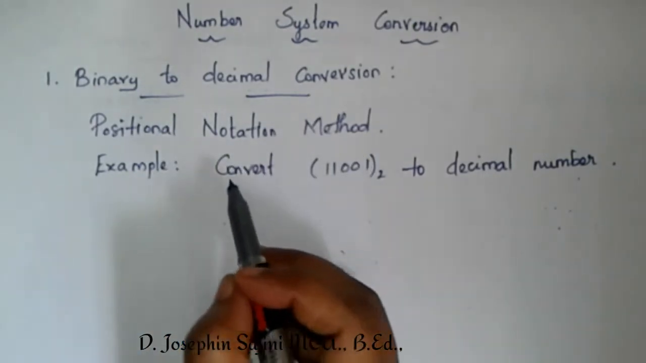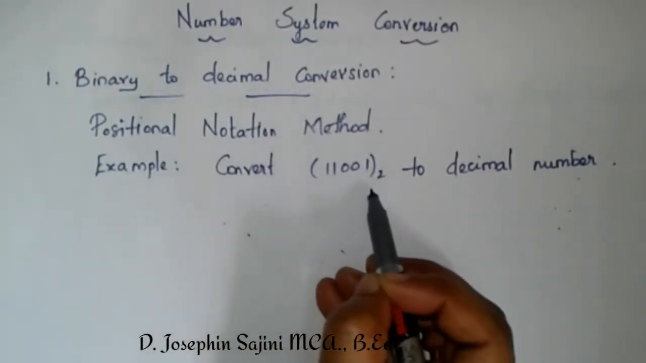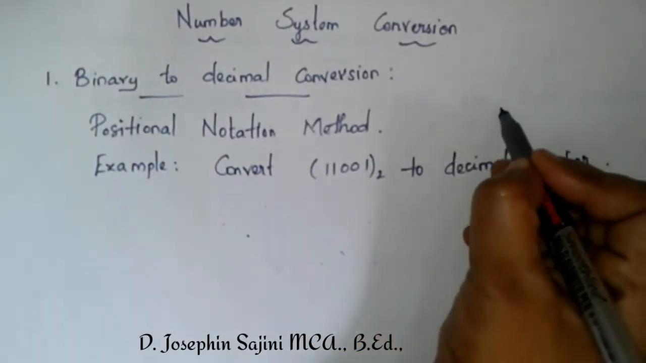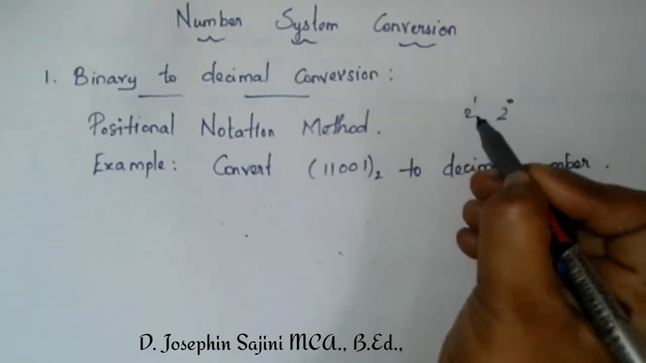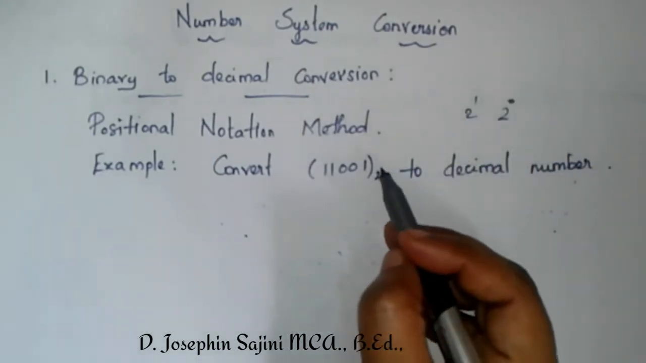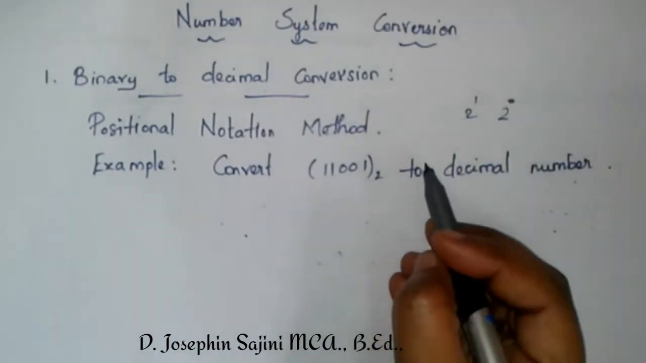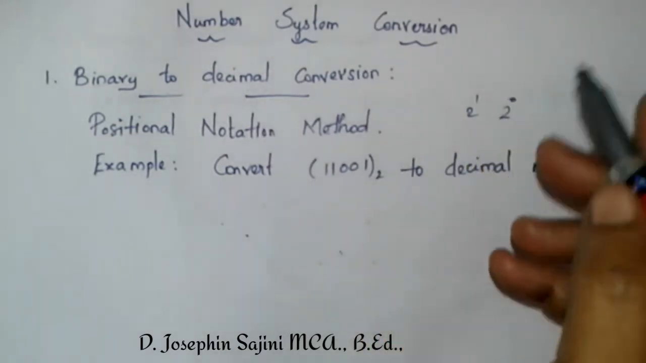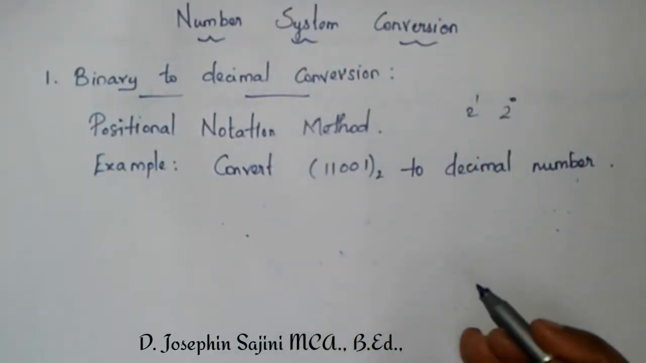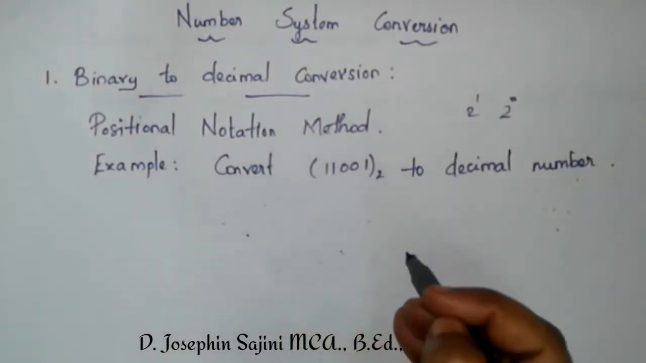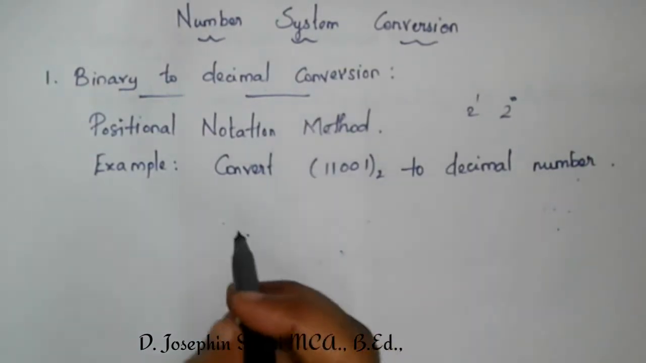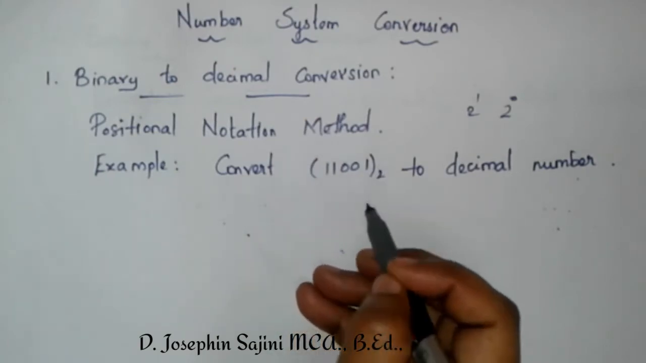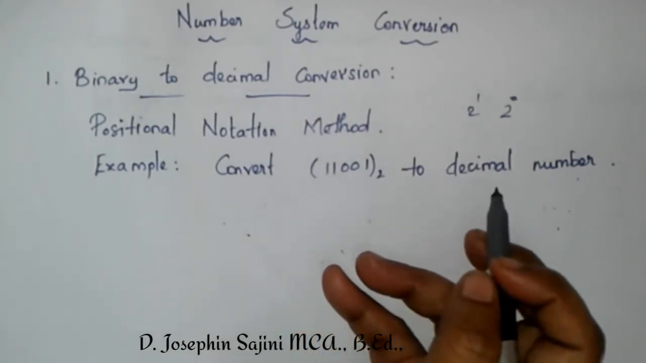In this we want to write the binary digits and list down the powers of 2 from left to right, that is 2 power 0, 2 power 1, etc. For each positional notation written for the digit, now write the equivalent weight. Multiply each digit with its corresponding weight, then add all the values, and we will get the decimal number. Let's see this example. Convert 11001 to base 2 to the decimal value.